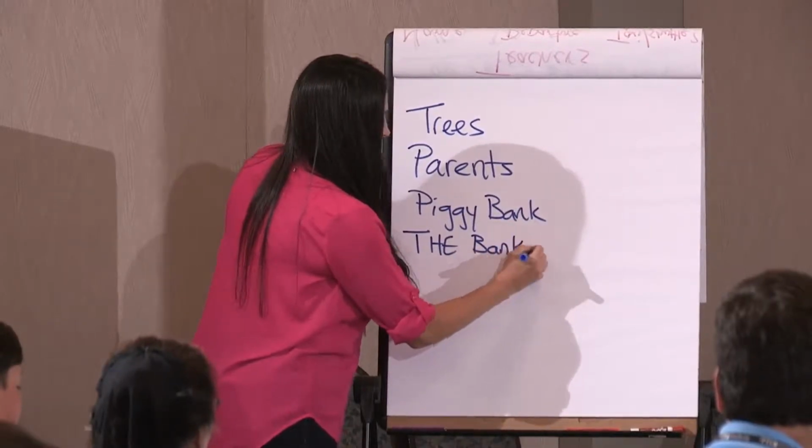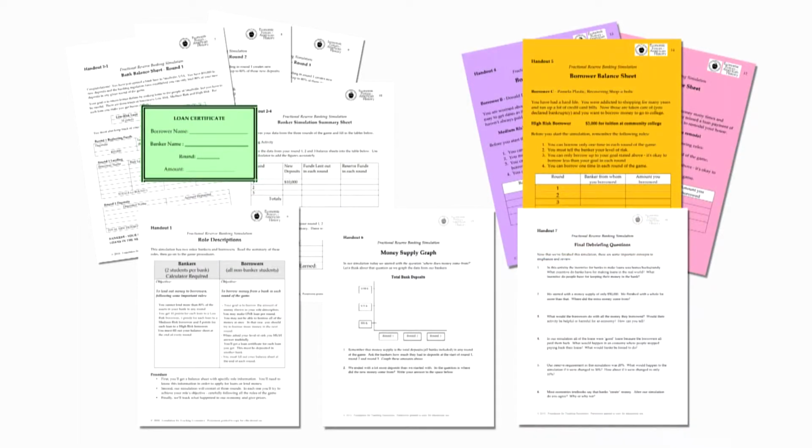To prepare for this activity, determine how many banks you'll need by dividing the number of students in your class by 6. So a class of about 24 would have 4 banks. Prepare the appropriate number of banker packets, and the remaining students get one of 3 borrower role cards. All students get the instructions, the money supply handout, and the debriefing questions. You will also want some reward for students that meet their goal.